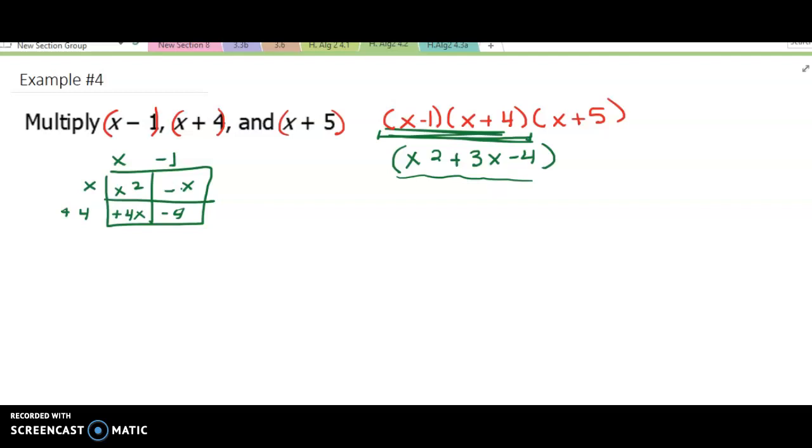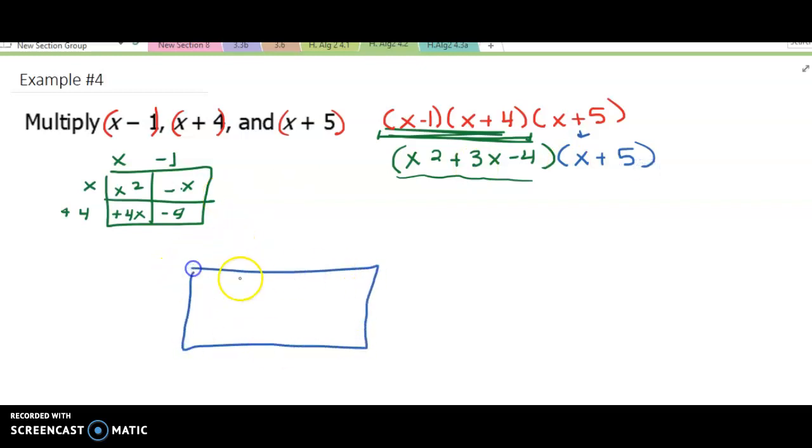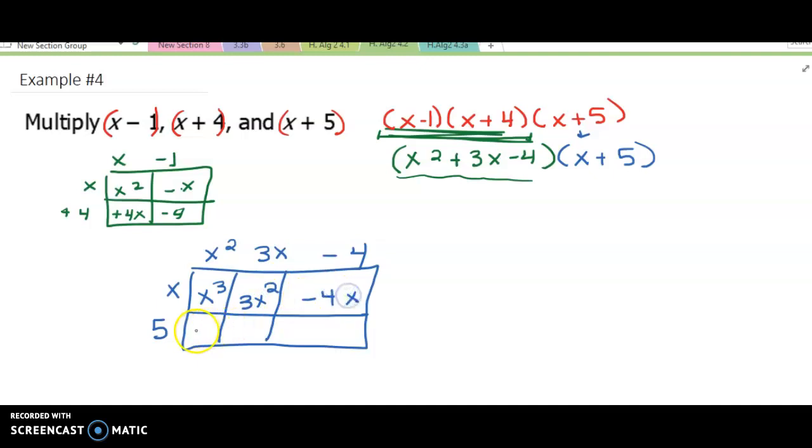Okay, so now I'm going to multiply that by this x plus 5. So once again, I'm going to box it. x plus 5. And then I have an x squared, a 3x, and then a minus 4. Okay, so this becomes x cubed, a 3x squared, minus 4x, 5x squared, 15x, and a minus 20.